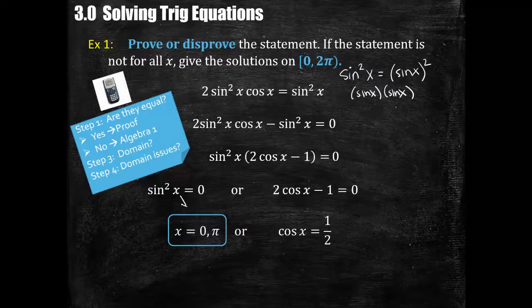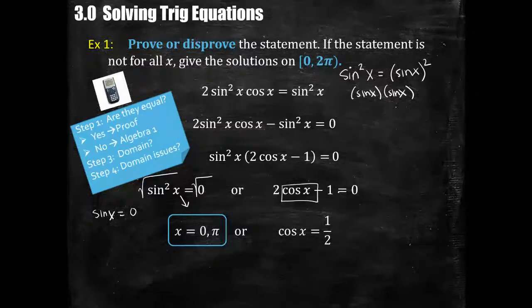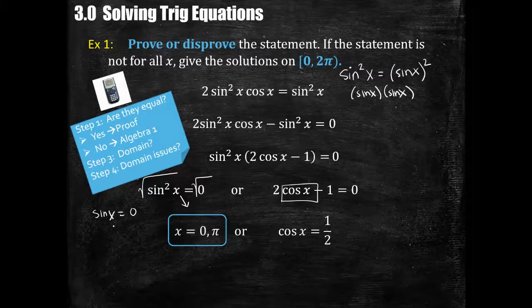Right here, I've got 0 and pi. If I took the square root of both sides, I've got sine of x equals 0. When you isolate cosine x, you add 1 and divide by 2, and you get 1/2. Really, this is asking you, where is sine equal to 0? You're really using inverse here.